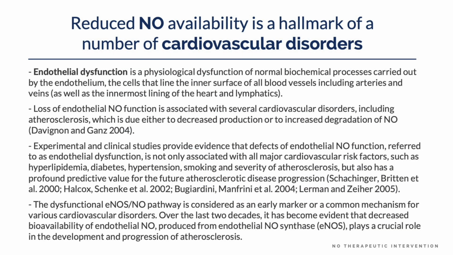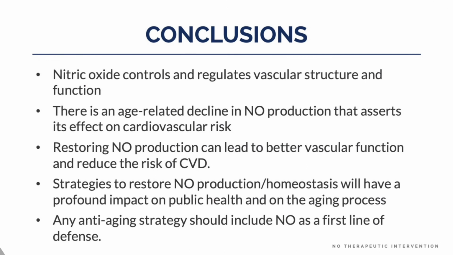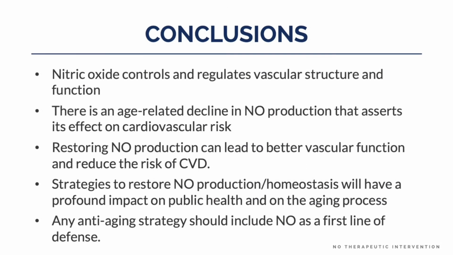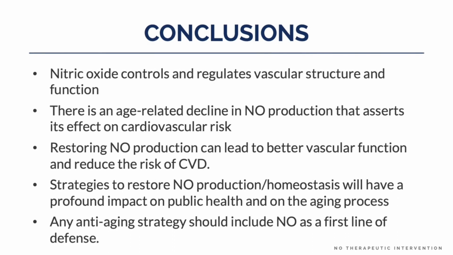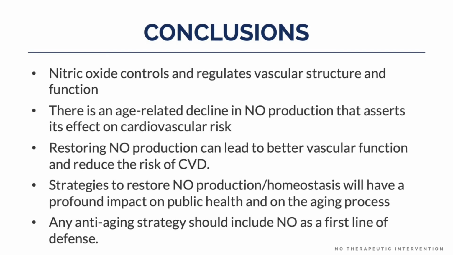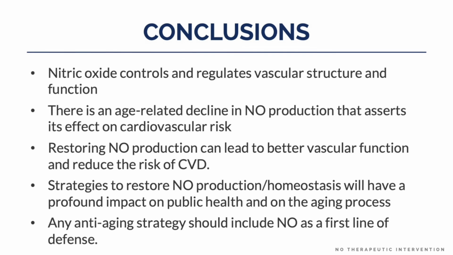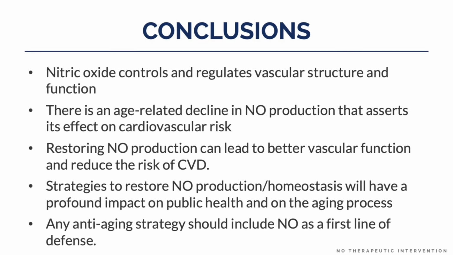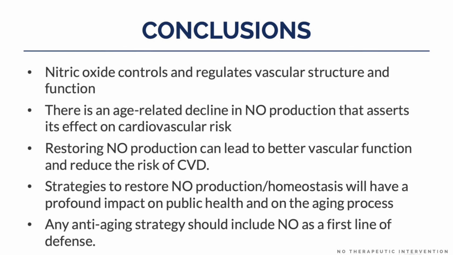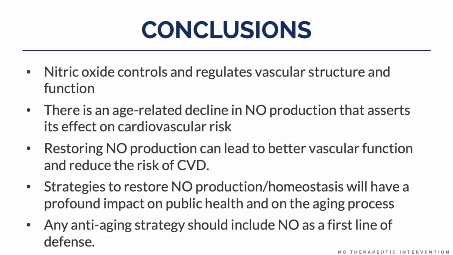So what is the effect of nitric oxide in cardiovascular disease? The literature tells us that loss of nitric oxide production is one of the first events in the onset and progression of disease, and in fact, it's really considered the holy grail of cardiovascular medicine. To conclude, we have provided you with some fundamental education and awareness that nitric oxide controls and regulates vascular structure and function. We discussed the age-related decline in nitric oxide production that asserts its effect on cardiovascular risk. Only by restoring nitric oxide production can you lead to better vascular function and reduce the risk of cardiovascular disease, the number one killer of men and women worldwide.